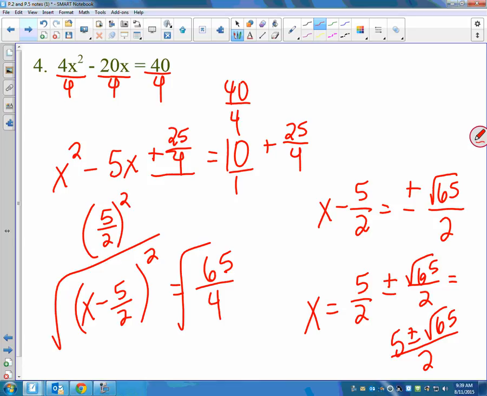Questions about that? That's about as ugly as completing the square gets, when you have to divide and you have something that's not even. Which means when we get to quadratics, would this be one I would probably choose to complete the square on? No. But sometimes you have to complete the square with other things. Questions about that?